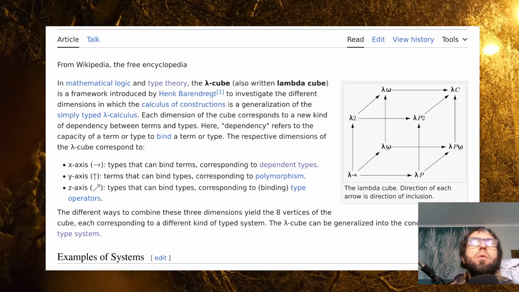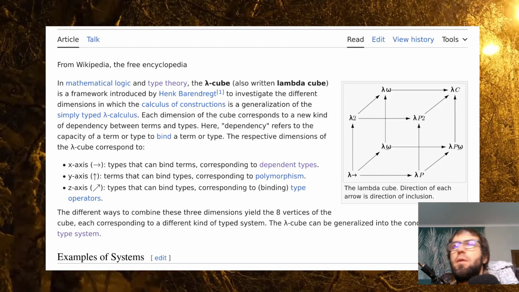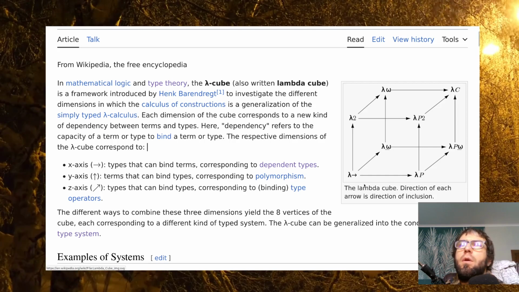What is a lambda cube? The lambda cube is a system that classifies different types of lambda calculus. Here in the corners of this cube, they have the different types of lambda calculus, and these arrows show how we can transform one type of lambda calculus into some other type of lambda calculus by adding some properties.